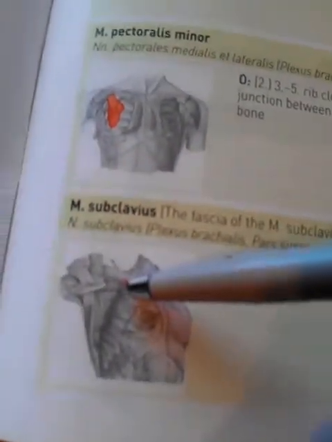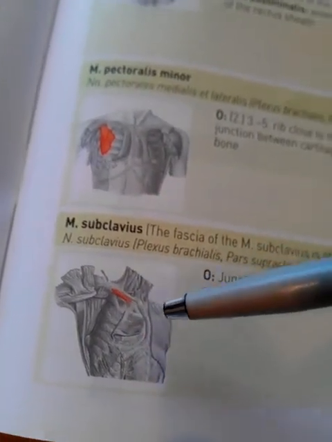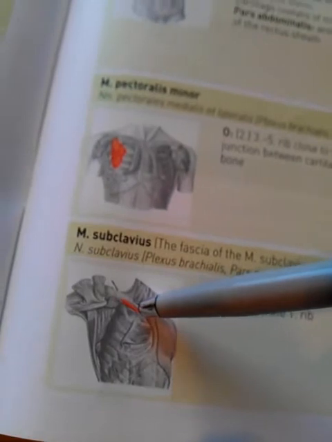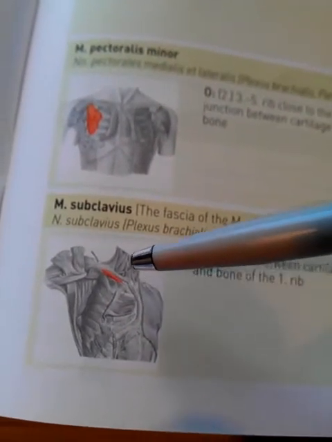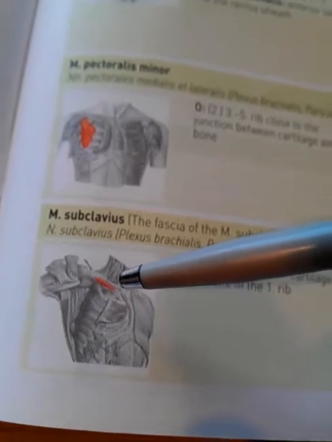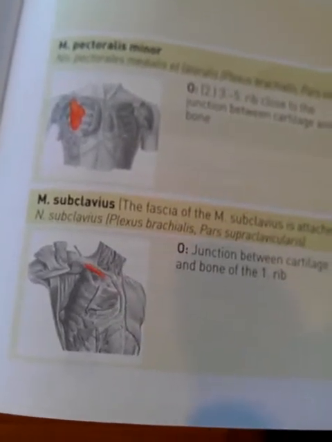And then we have the subclavius muscle, which originates on the 1st rib and inserts on the clavicle. It is supplied by the subclavius nerve, and the function is to steady the clavicle.